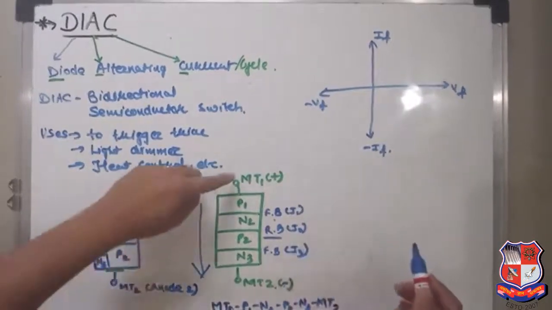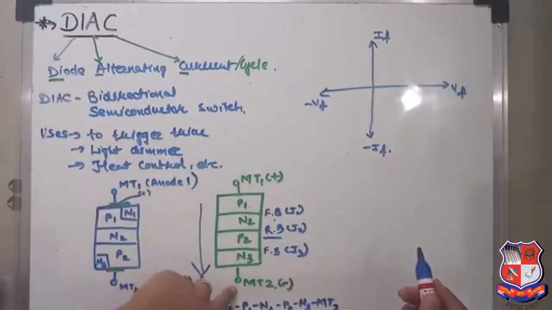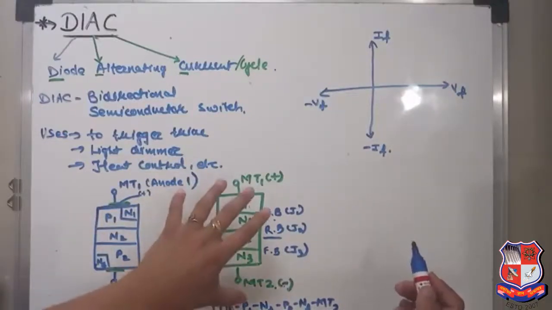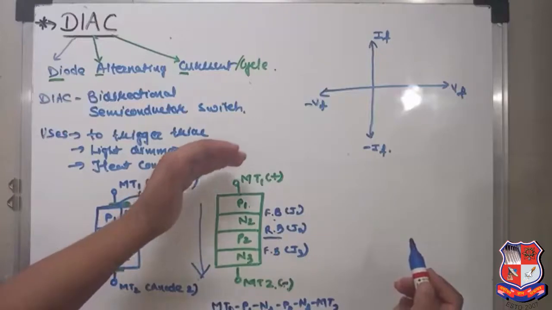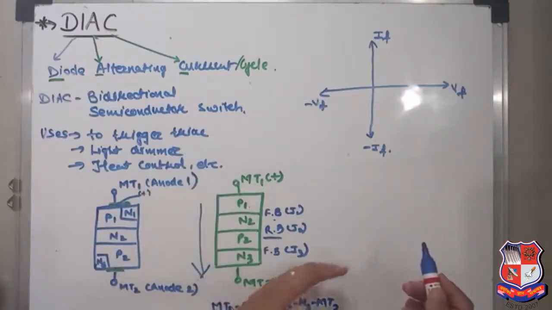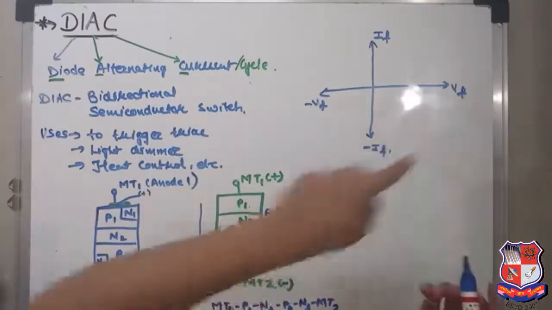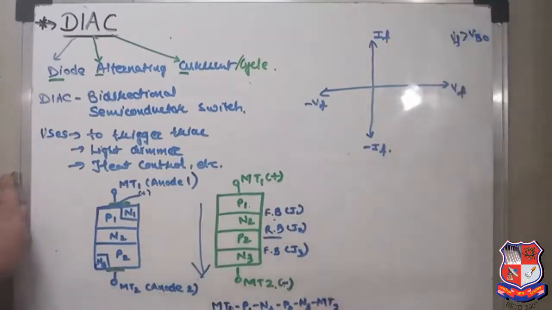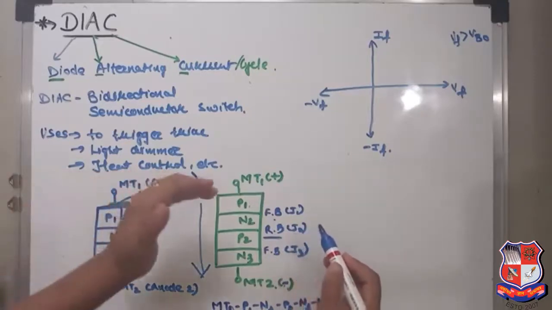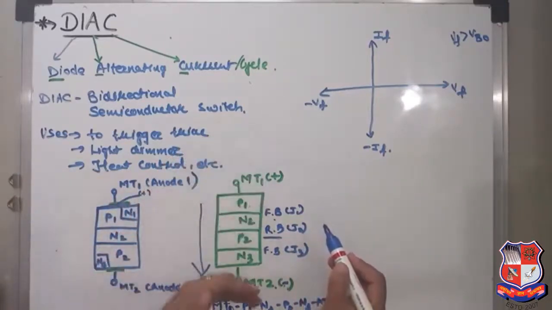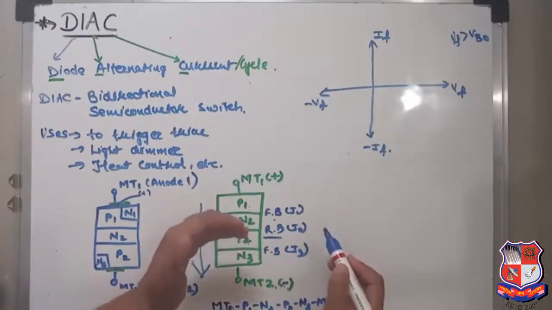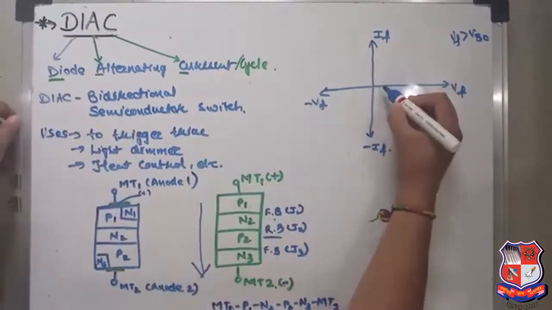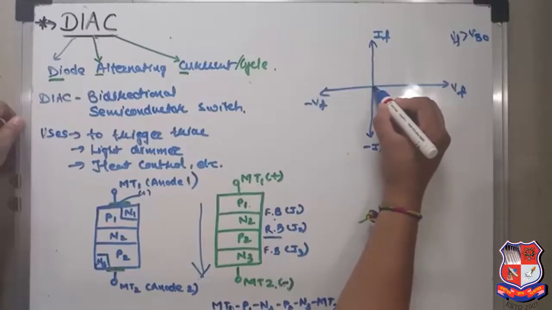Now when MT1 is positive with respect to MT2, at that time current starts to flow from MT1 to MT2 when the applied forward voltage is greater than VBO. At that time avalanche breakdown of the reverse biased junction J2 occurs, and the diode starts to conduct from MT1 to MT2, and the characteristics lie in the first quadrant. So the characteristics are exactly similar to the SCR.